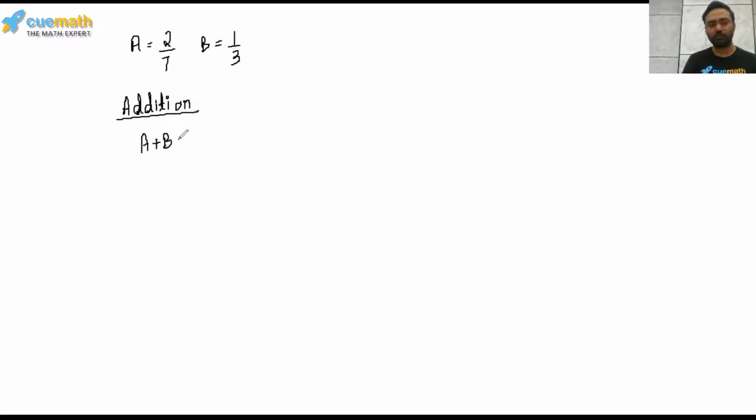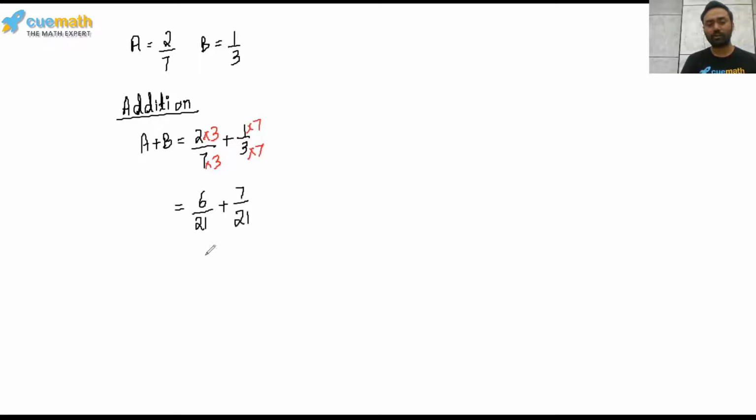So a plus b here would give us 2 over 7 plus 1 over 3. Now here the denominators are not the same, so we'll have to take the LCM of 7 and 3, and we know the LCM would be 21. So to convert this 7 into 21, we'll have to multiply by 3. And if we are multiplying 3 to the denominator, we'll have to multiply 3 to the numerator. So this fraction would now become 6 over 21 plus, and we'll have to do the same thing for the other denominator. To convert this into 21, we'll have to multiply by 7, and we'll have to multiply 7 to the numerator as well. So this fraction 1 over 3 now becomes 7 over 21.